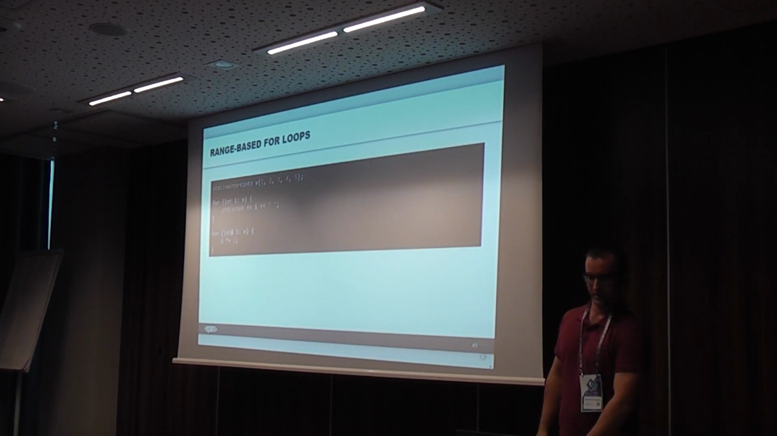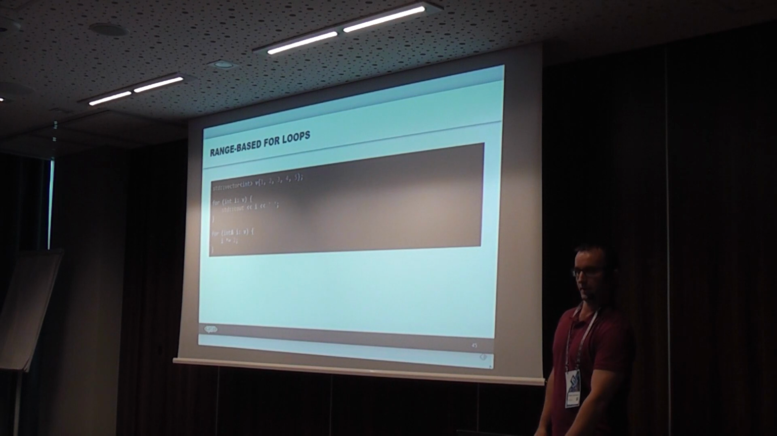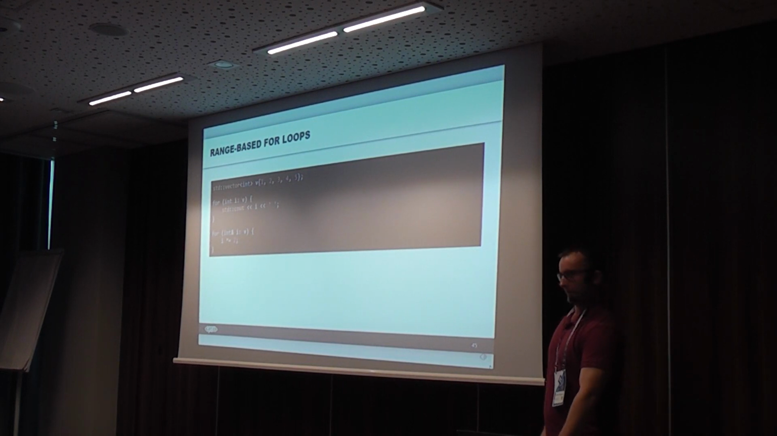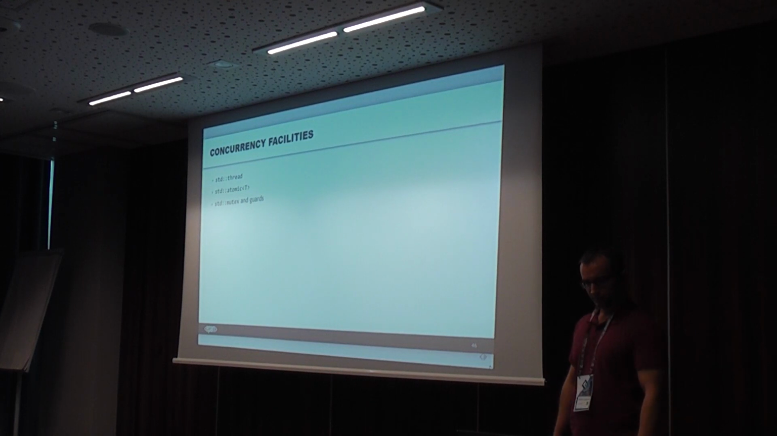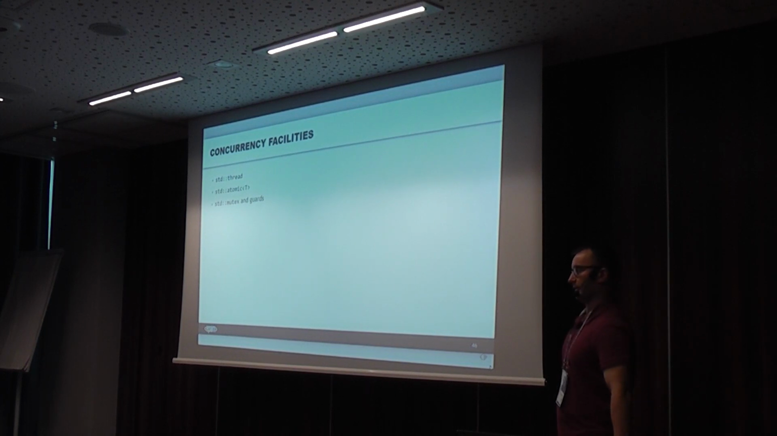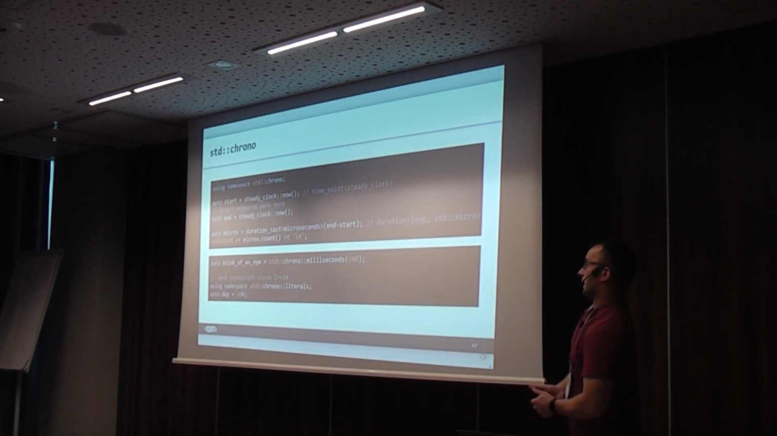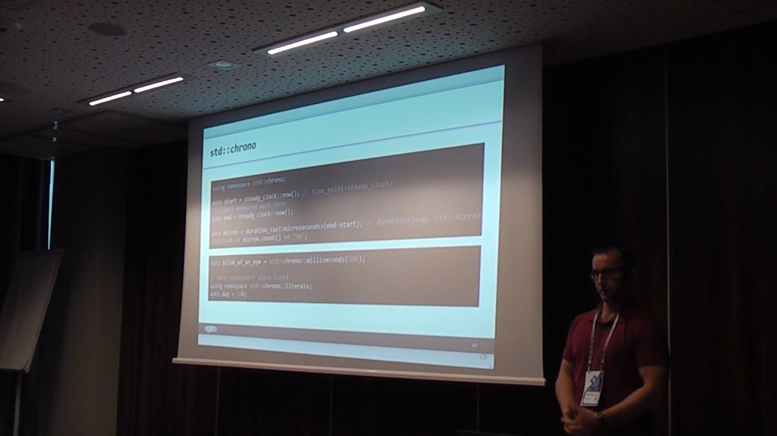Another small addition was the range-based for loops. It's a small addition, but it's very convenient, as it can save you from writing long iterator-based for loops. We also have concurrency facilities, which I won't discuss here in detail, like thread, atomic, and mutex classes. And the mutex and locks also follow the RAII principle, so you shouldn't have much issues with deadlocks if you're using them.